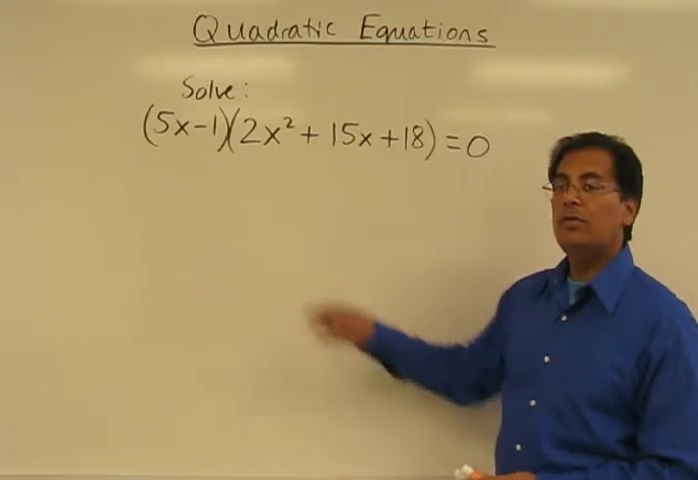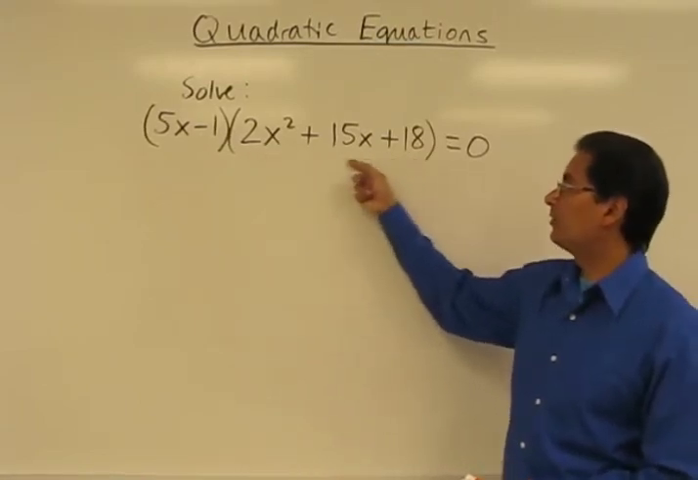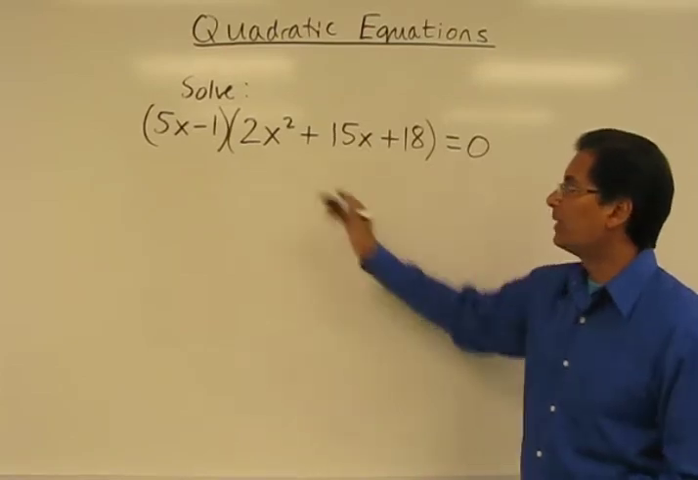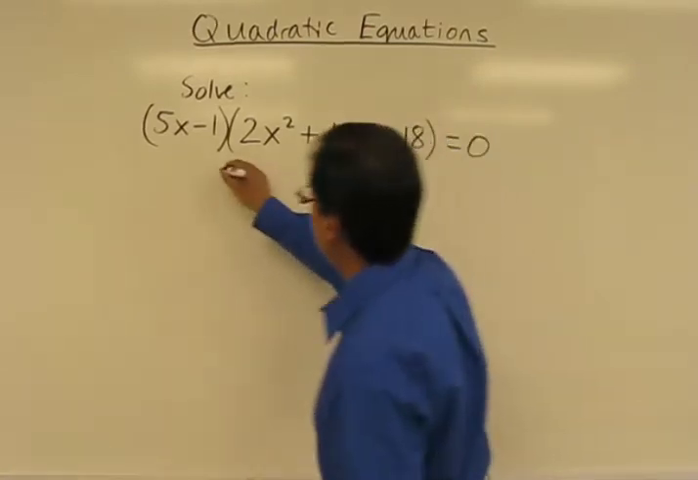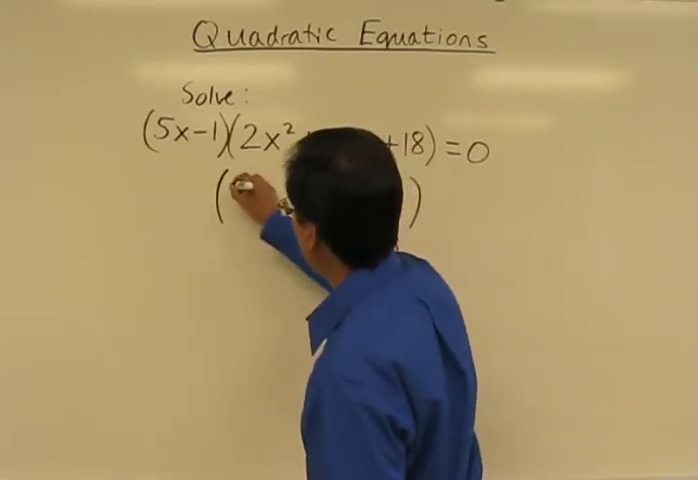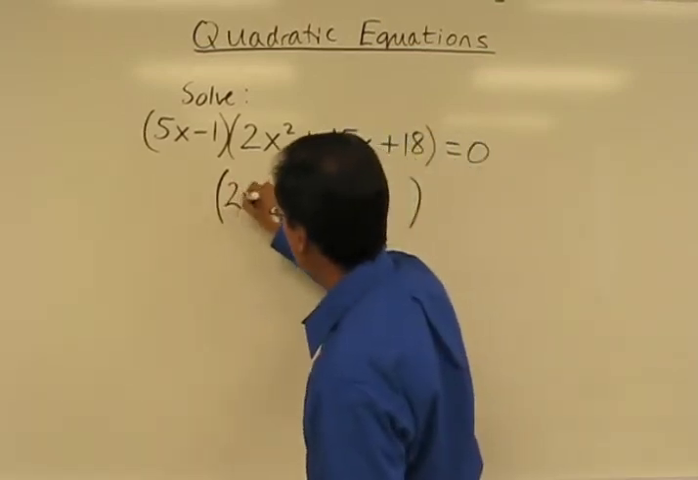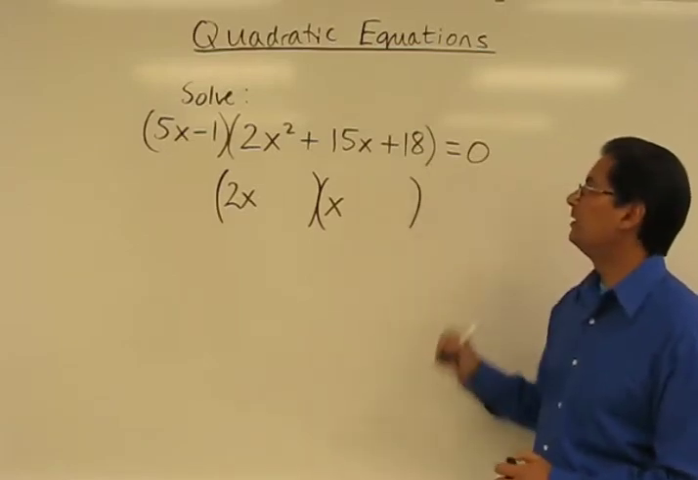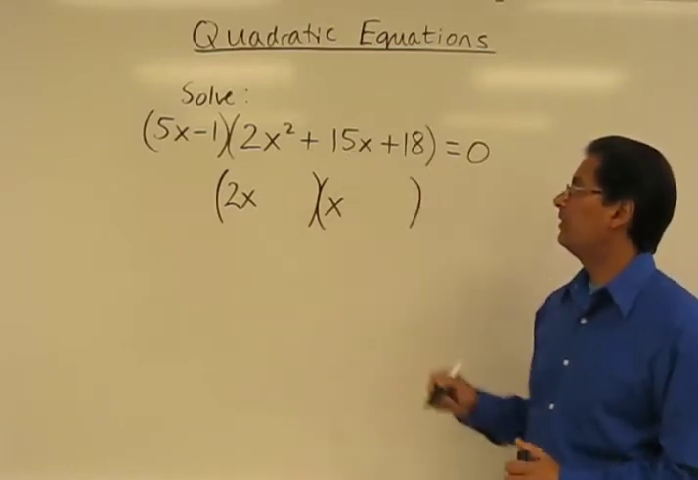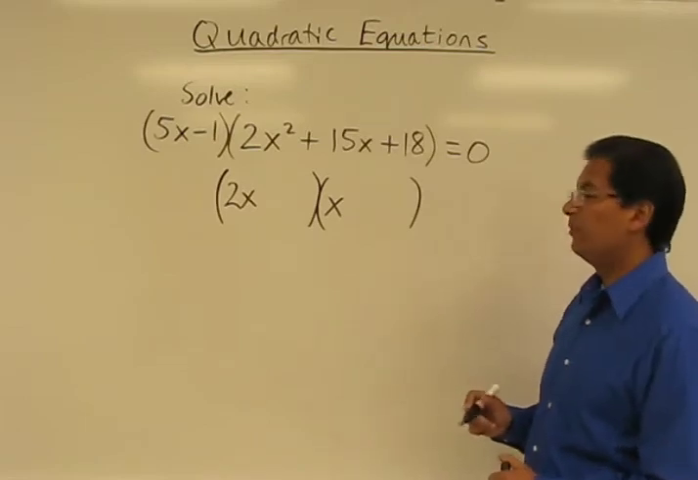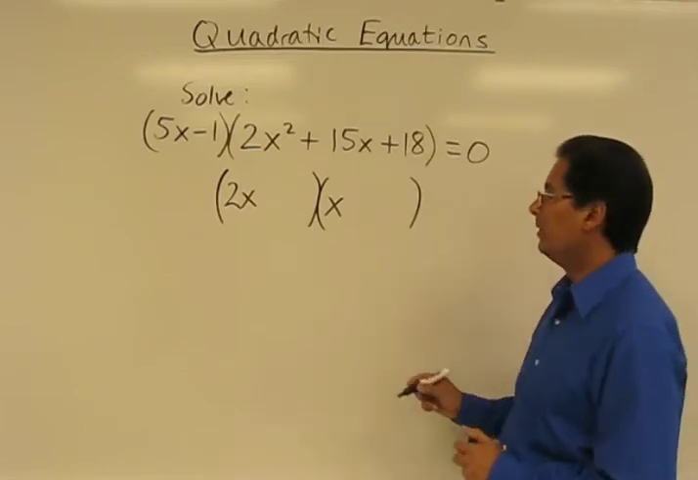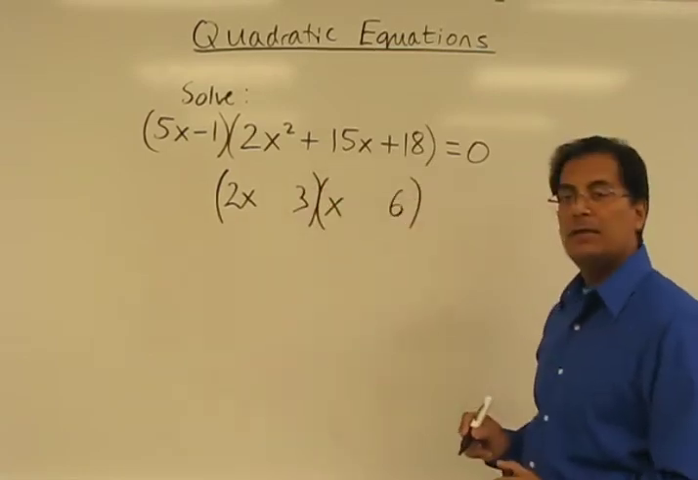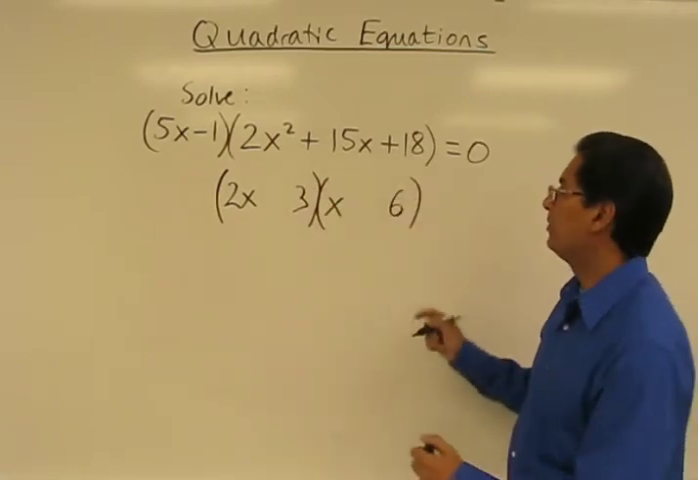And what we're going to do is factor this piece here that looks quadratic. We can factor that first to begin with. So let's factor that. If we're going to factor this, we put two parentheses. And factors of 2x squared are 2x and x. And then we look for factors of 18 that, when we combine them, we get 15x in the middle. Well, 6 and 3 come to mind. So we could put a 3 here and a 6 here. And what you want to get is 15.